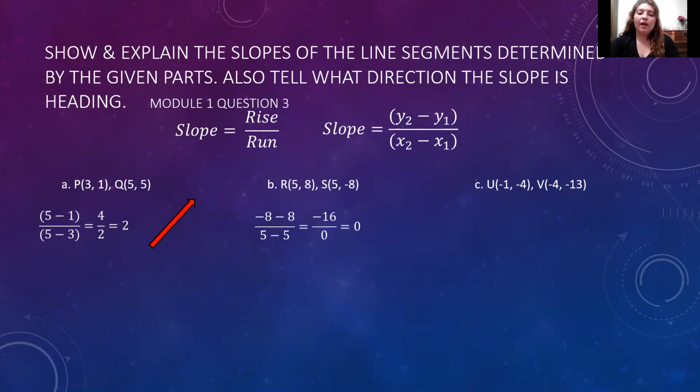And then for part B, we're going to use R and S, plug those numbers in, and we get 0. So for 0, that means our slope's not changing. It's not going anywhere. It's just going to be straight up and down. And so then for C, we're going to use U and V, and we're going to get 3. However, if you look at our fraction, we had both of those negatives, so we're going in a negative direction, but at a positive rate.